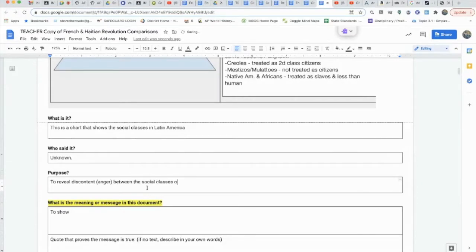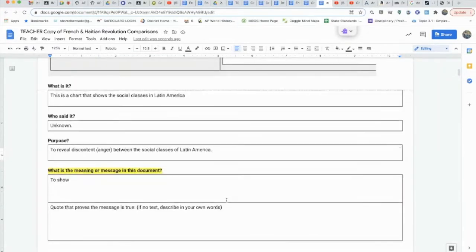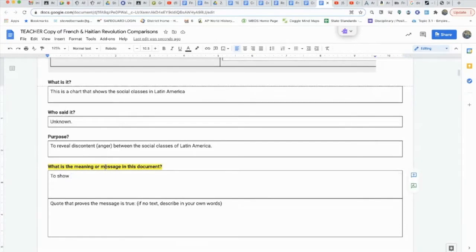Between the social classes of Latin America, we're uncovering and revealing the drama that existed in the past using primary and secondary evidence. This is a window into the past. Okay, here you go. So what is the meaning or the message in this document?